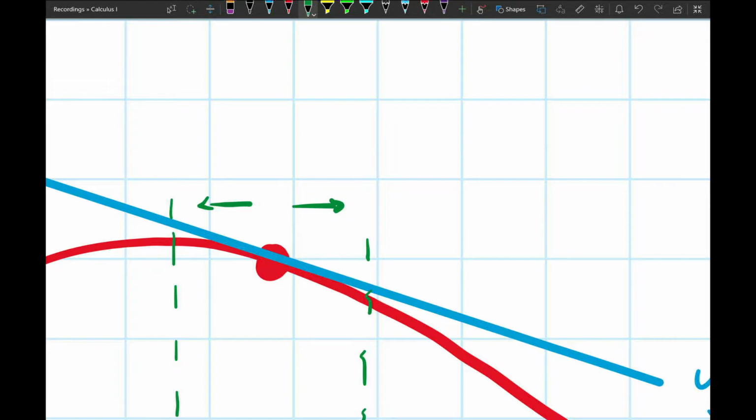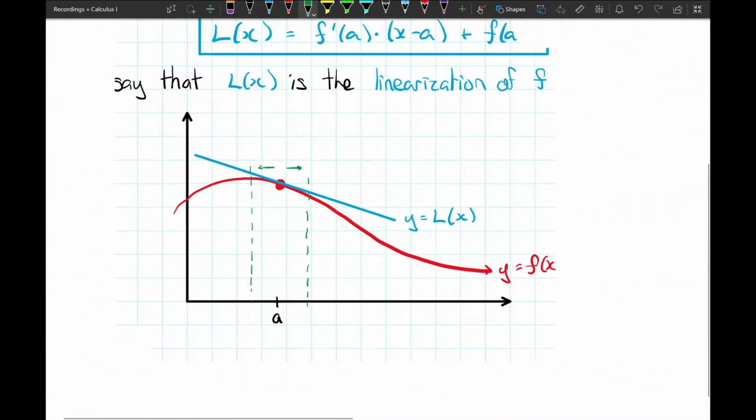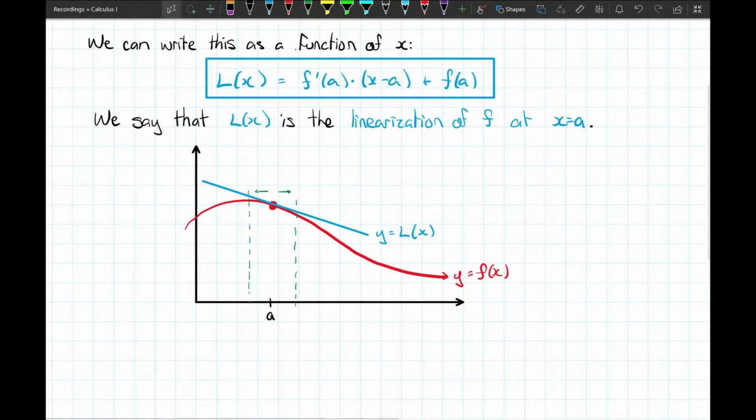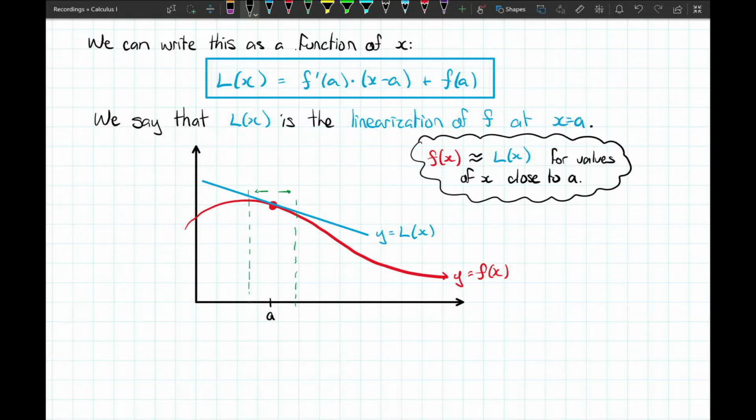So this is a great use for the approximately equal to symbol. We can say that f of x, those are the values for y on the red curve, is approximately equal to the values of L of x, the linearization of f at x equals a, as long as we pick values of x close to a. Now that's the idea about linear approximation.